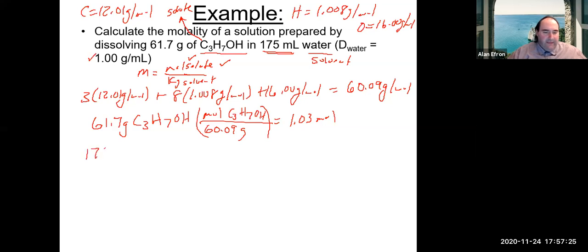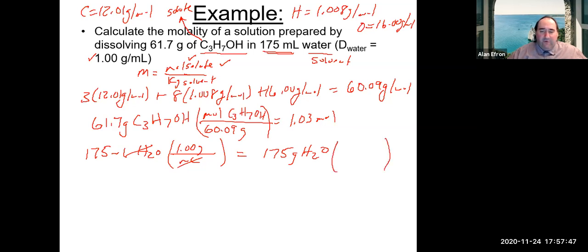So basically, if we take 175 milliliters of water and multiply it by its density, which is 1 gram per milliliter, I think I can do this math. That's going to give me 175 grams of water, which is our solvent in this case. Again, we don't need grams, we want kilograms. So we're going to do that conversion of 1,000 grams in a kilogram, and that's going to give us 0.175 kilograms, which would be the bottom part that we need.